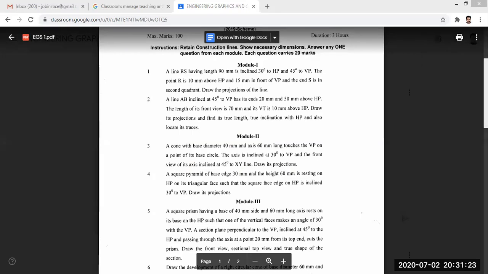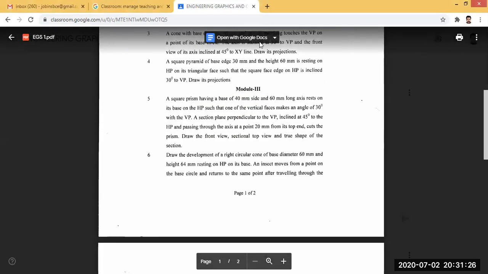Then the next one, this is the next question. Here a square prism is there, side is 40, height is 60, but this object is cut with the help of a cutting plane. So you have to draw the remaining portion of the square prism, not a full square prism. If I introduce the cutting plane, the top portion is removed. So you have to draw the bottom portion of the square prism in Fusion 360. That is assignment number 5.